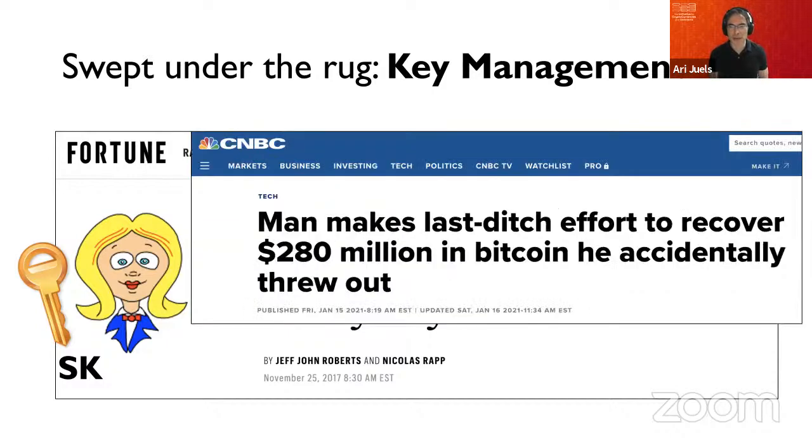And just this past month, there was an article about a man who lost 7,500 Bitcoin as a result of the storage of his private key on a hard drive he'd thrown away, and he was appealing to his town hall to allow him to trawl the local garbage dump to try to recover this hard drive. But this problem is pervasive.